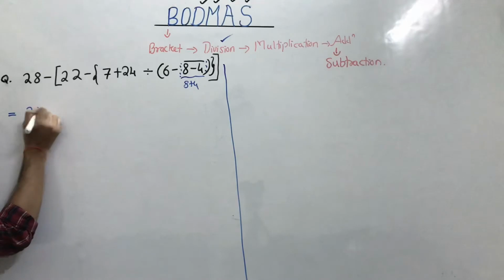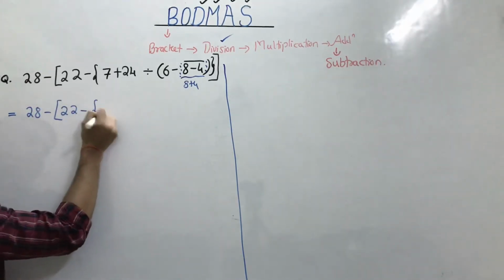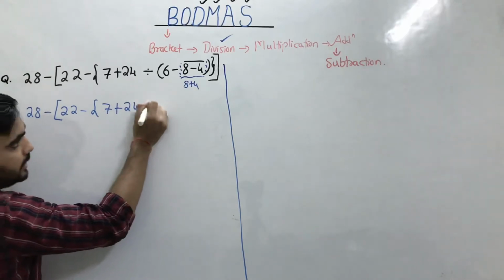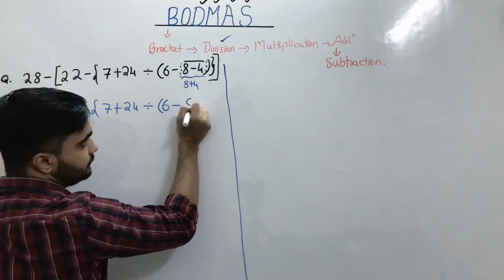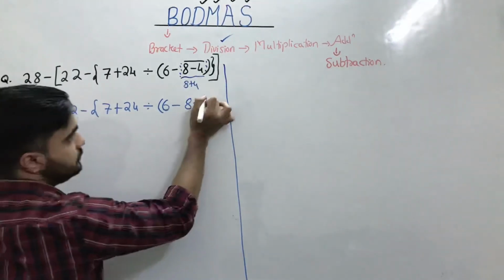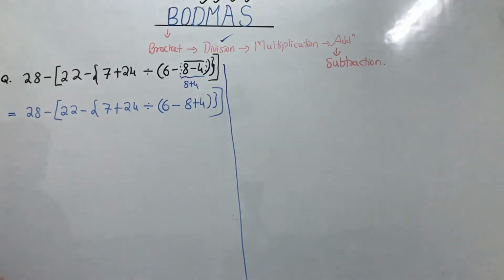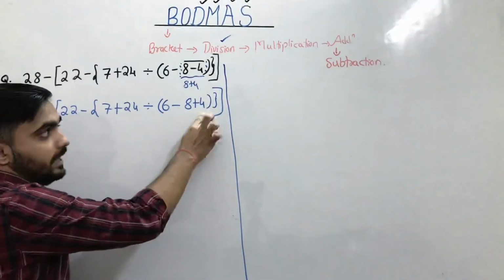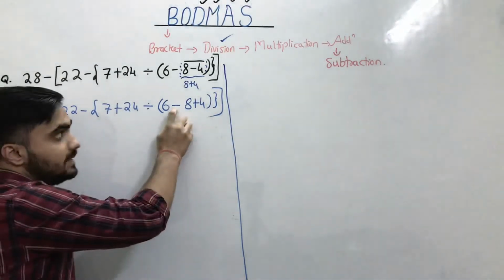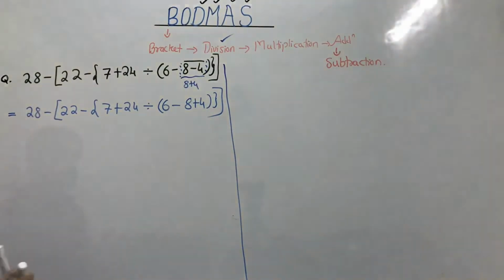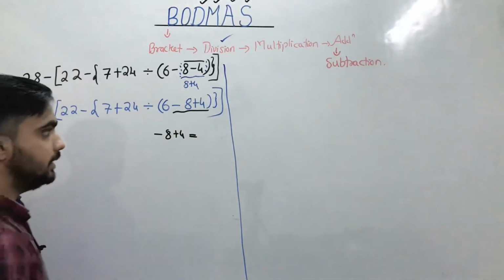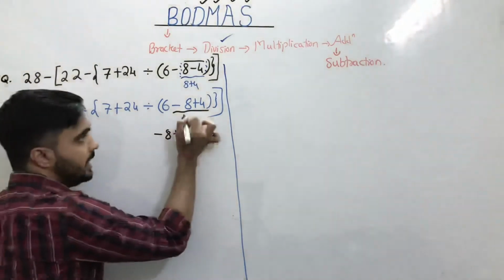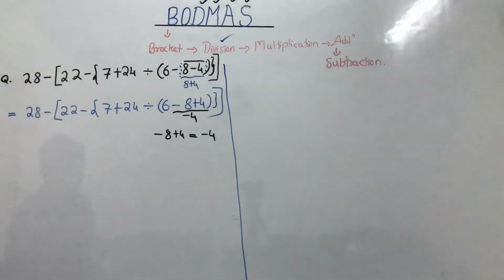So here I have 28 minus, inside the bracket, 22 minus, inside the bracket, 7 plus 24 divided by this 6 and this minus as it is. So 8 minus 4 bar is 8 plus 4. Now I'll not write 8 plus 4 as 12 because this minus sign is of this 8. So I'll solve this completely now. So minus 8 plus 4 I have. So minus 8 plus 4 is nothing but minus 4. So here I will write minus 4.